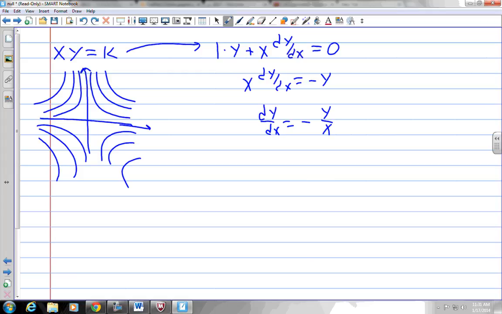So what do I need to do with that? That's the slope of those hyperbola-looking things. So the perpendicular slopes would be positive x over y. So I'll try to solve that one. I'll get y dy equals x dx, so I'll get more hyperbola-looking things.